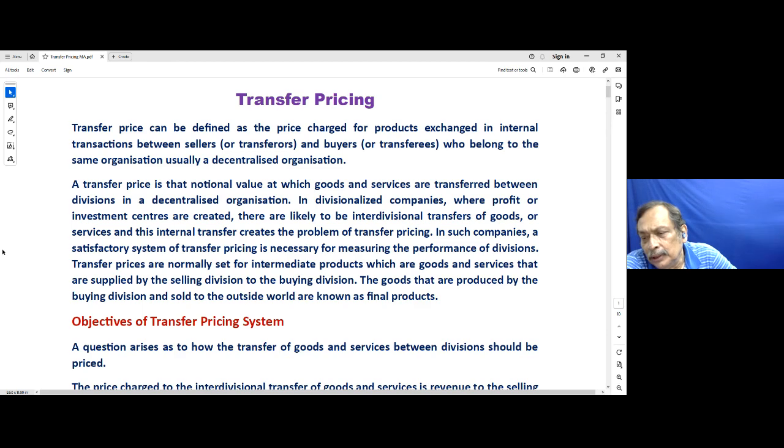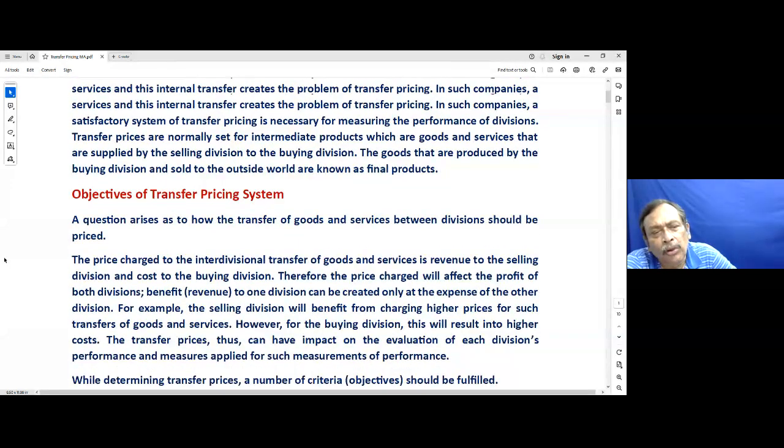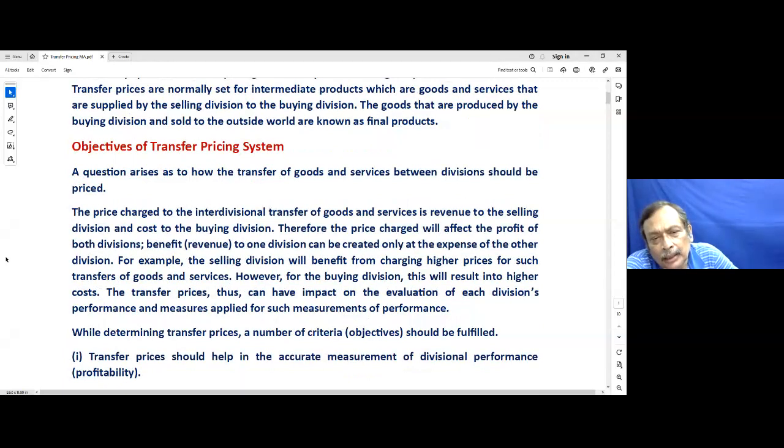Okay, now there are certain objectives of the transfer pricing system that we are going to discuss in our next class. Whatever I have said about activity-based costing, please keep that in mind as far as the transfer pricing mechanism is concerned, and then we are going to start with this topic in our next class. Although I'm just making a brief statement of the objectives of the transfer pricing system, a question arises as to how the transfer of goods and services between divisions should be priced.